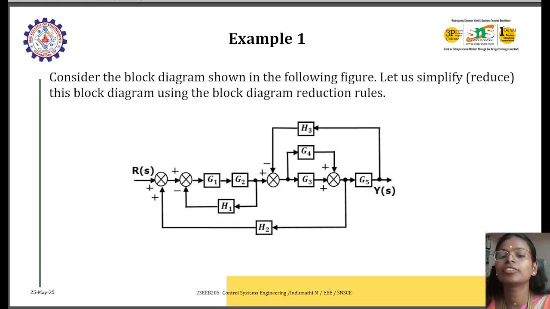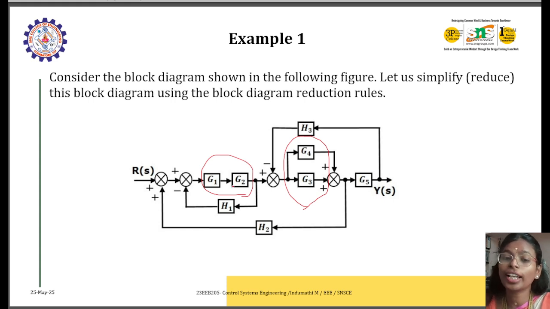So we'll start with the problem. Consider the block diagram shown and simplify it. So this is your block diagram. First, how can we simplify it? You have to check whether any two blocks are in series or in parallel. So here, see, you have these two blocks in series and here these two blocks in parallel.